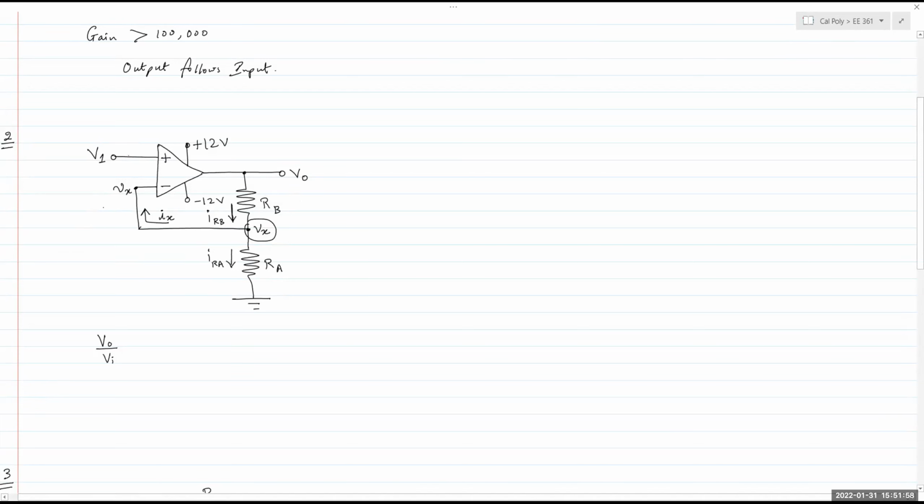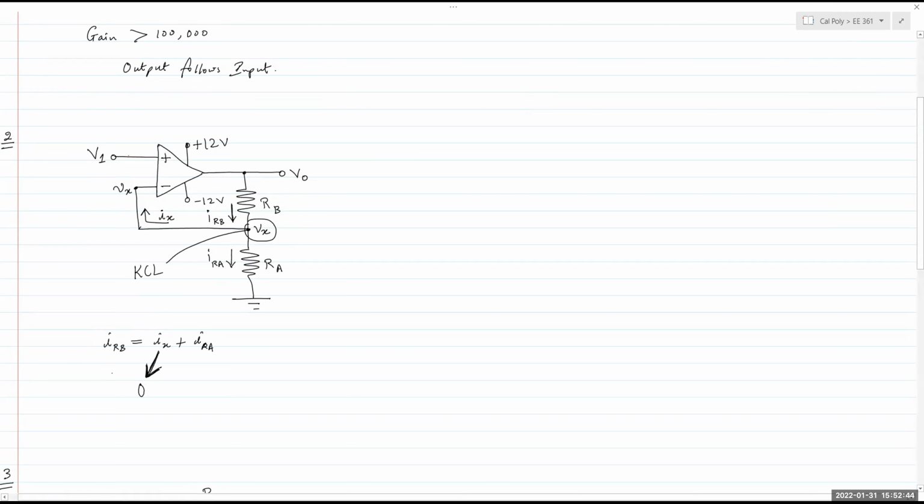And if I apply circuit analysis techniques, I can apply KCL at this node right here. So you apply KCL at this node. If you apply KCL, I can get an expression IRB is equal to IX plus IRA. Well, we already know from the properties of an op amp that IX would go to 0. Again, 0 amps entering. Okay, IX goes to 0. So we get IRB is equal to IRA.